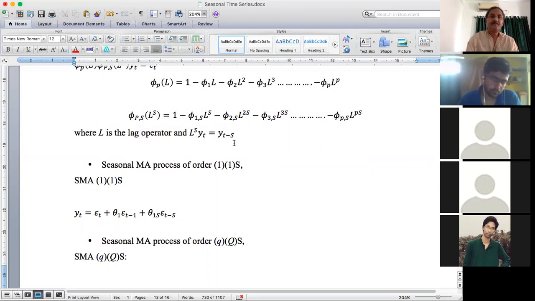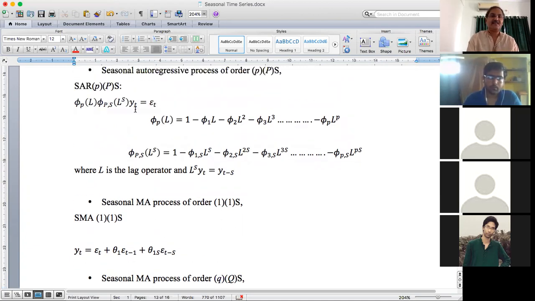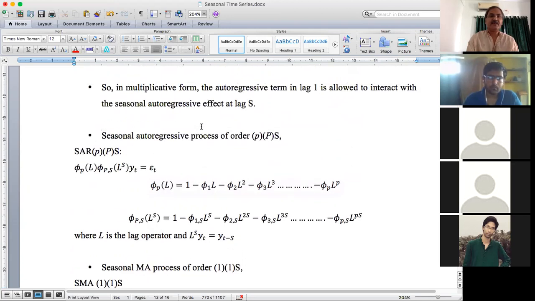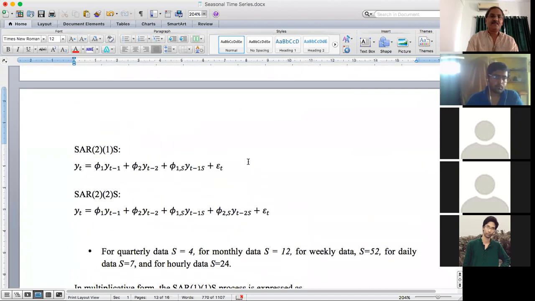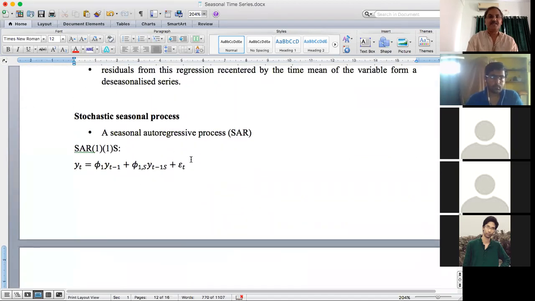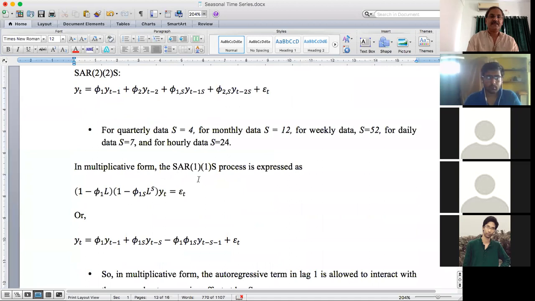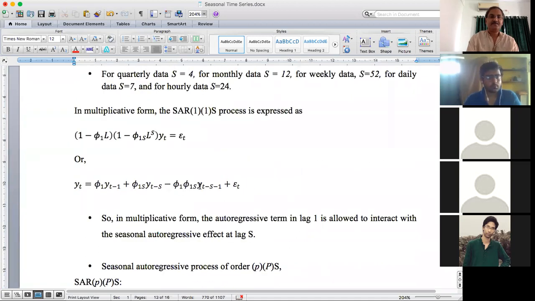Similarly, we can think about the moving average process. But before moving into the moving average process, let us try to clear our concept of the autoregressive process. We can generalize the autoregressive process in this way. We can use the AR process of order (1,1) either in this form or in this form. This is the additive form. This is the multiplicative form.